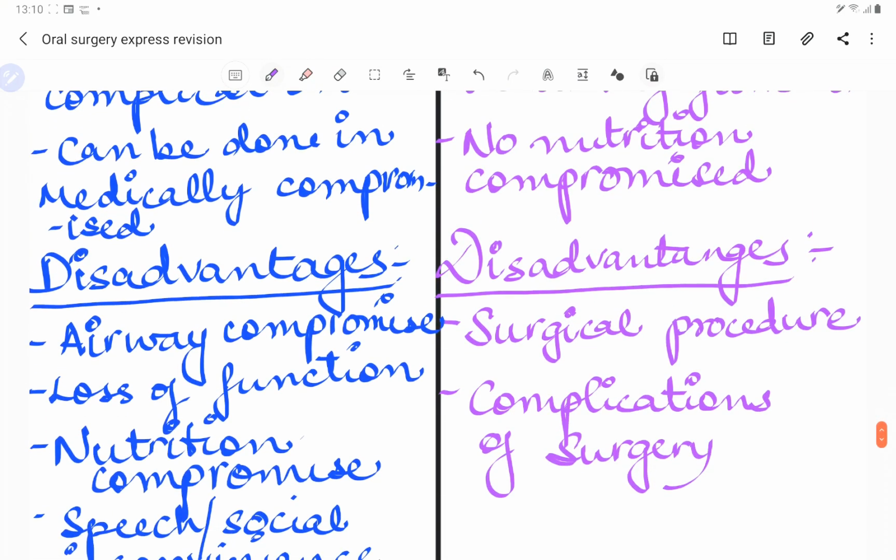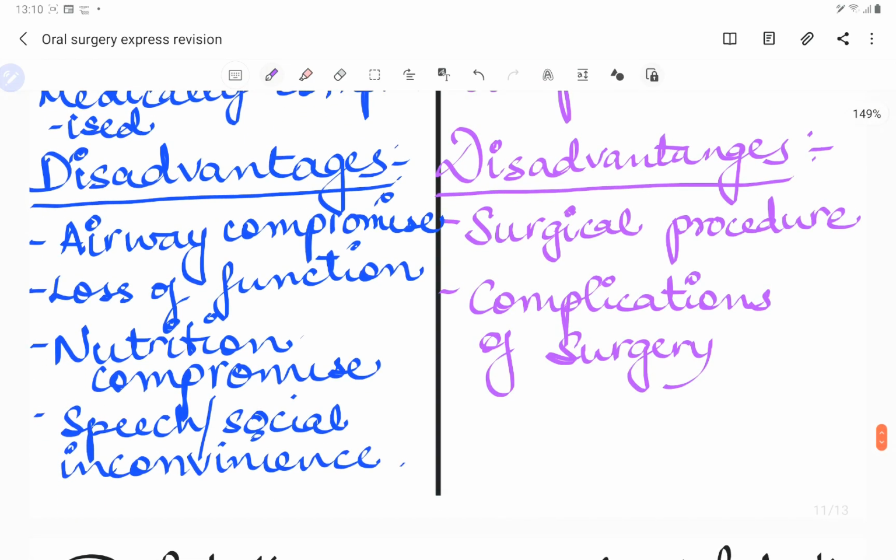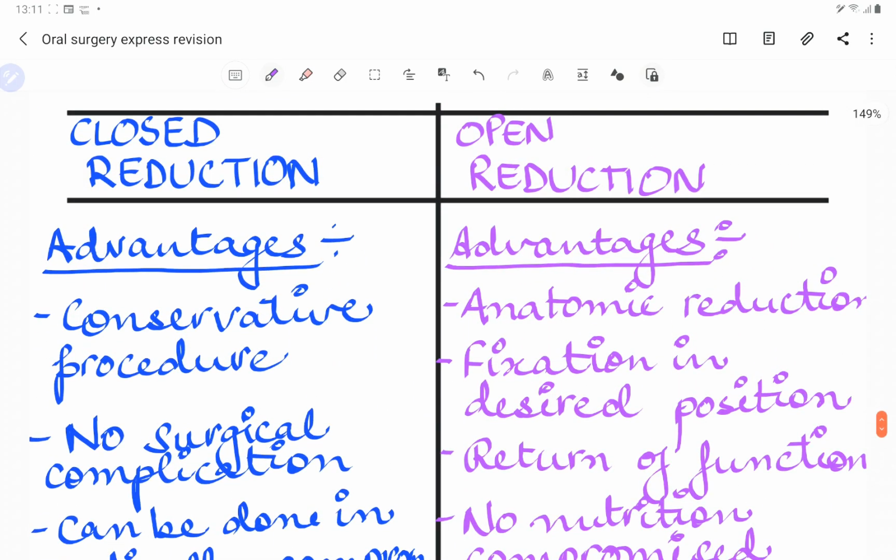But the disadvantage is that the nutrition is compromised, because in the closed reduction you are going to fix the teeth. The person will not be able to eat anything. So the person is going to be on a liquid diet for like 4 to 6 weeks. So the nutrition is compromised, and since the teeth are fixed, the person will not be able to even talk. So the speech is also compromised. He cannot go out among people. So there is social inconvenience and airway compromise, because all the time the teeth are closed, and loss of function, all these things we see in the closed reduction.